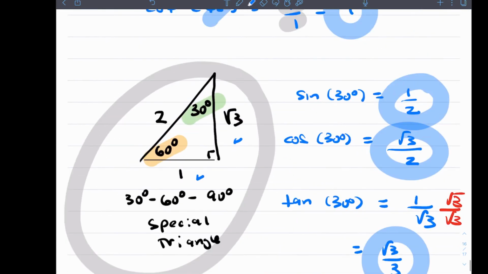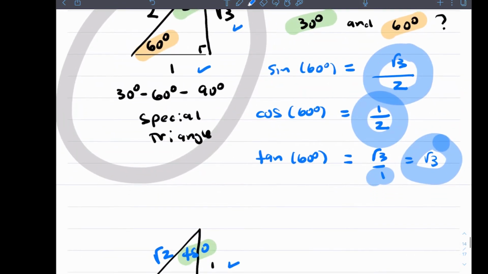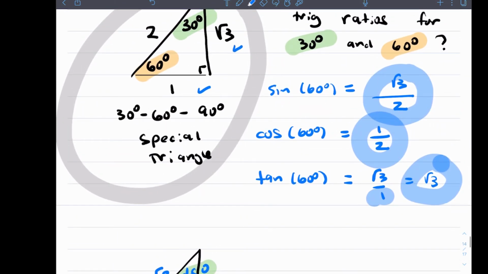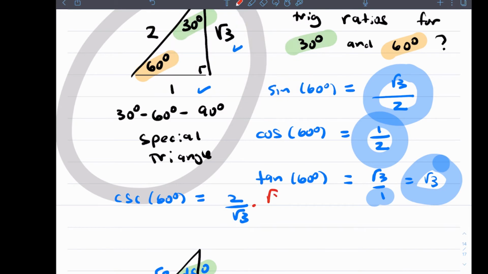All right. We didn't do that for what? Yeah. So let's do the 60-degree angle and get all 6 here. So now that's going to be what? Cosecant of 60 degrees. Flip that over. 2 over the square root of 3. What do you guys do now? Square root of 3 over square root of 3. It's going to be what? 2 square root of 3 over what? 3. There you go.